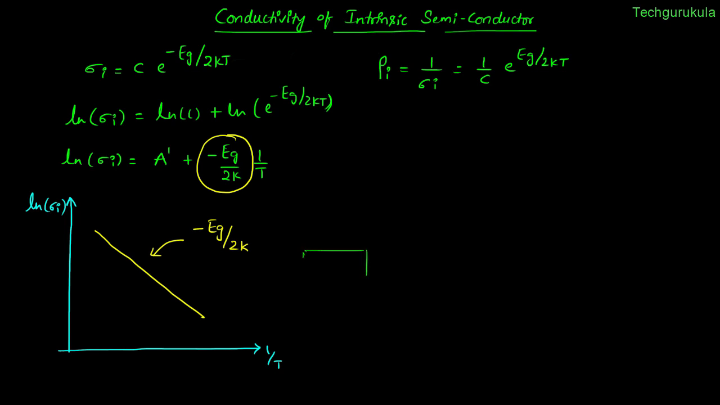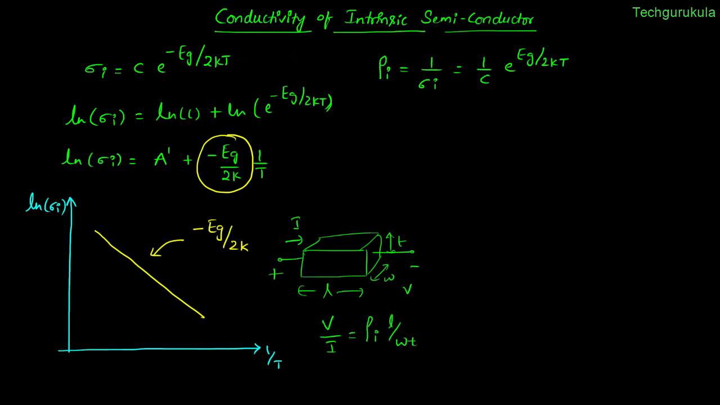If you take an intrinsic semiconductor of dimensions, let's say this is length, this is width, and this is thickness, and let's say we apply a potential difference of, let's say, V, and the current that flows, let's say, is I. Then we can find the resistance of this piece of intrinsic semiconductor, which is given by V over I. And we know this can be written as the resistivity of this intrinsic semiconductor times the length over the area, W times T. Based on this expression, you can find rho i, which is the resistivity of intrinsic semiconductor, and we can find sigma i, which is 1 over rho i.